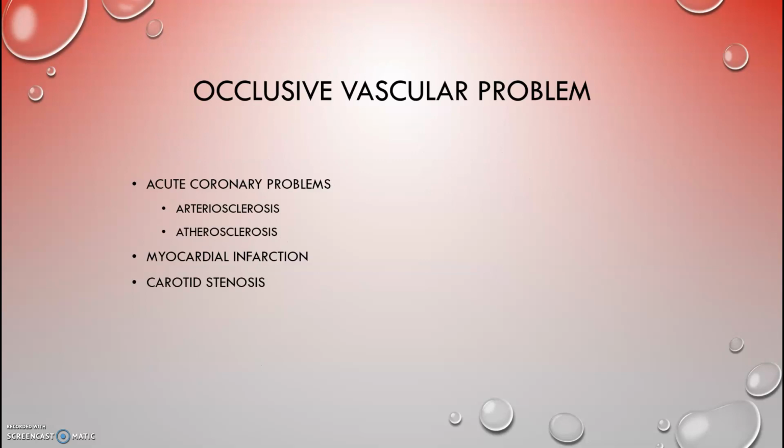Risk factors: hypertension, diabetes, so on and so forth. Those two occlusive vascular problems can also be part of what causes a myocardial infarction. If someone has a plaque buildup in the coronary artery, or the coronary artery has become stenotic or stiff, that can cause a myocardial infarction. And carotid stenosis, again, happens when the carotid arteries become too stiff for the blood to go through. There is a video on myocardial infarction as well as carotid stenosis.